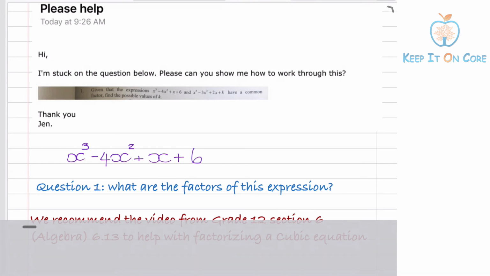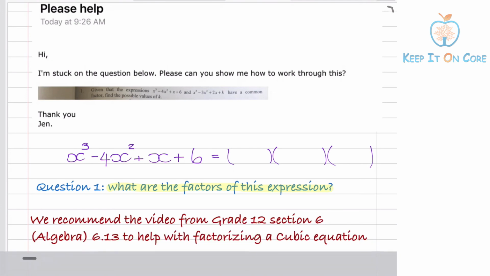If there's a common factor, the first thing I need to do is factorize this polynomial, because I need to establish what the factors of this are before I can start thinking about the common factors between the two. If you're factorizing a cubic, you are going to land up with 3 brackets as a factorized answer. So the first question you're asking yourself is: what are the factors of the first expression?